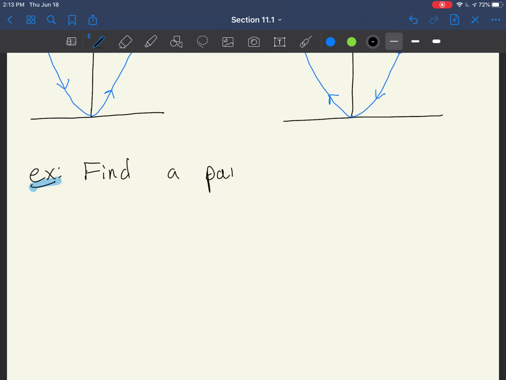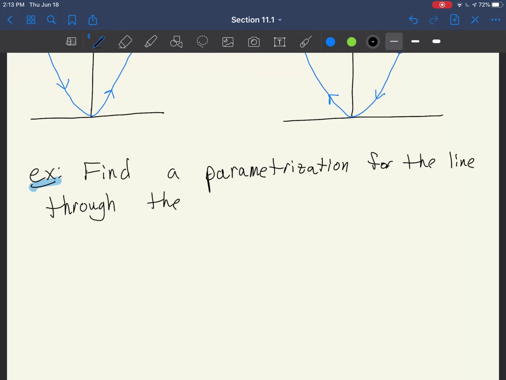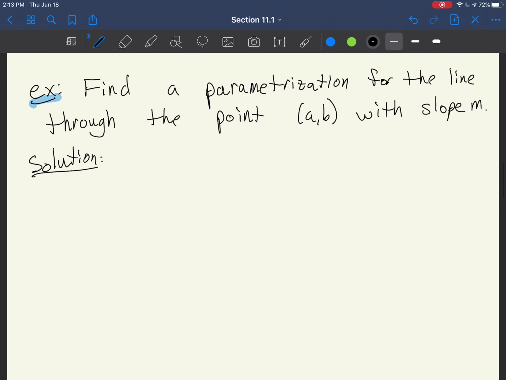Okay, next example, let's find a non-natural parameterization. So find a parameterization for the line through the point a comma b with slope m. So really, we're finding a parameterization for a standard line.